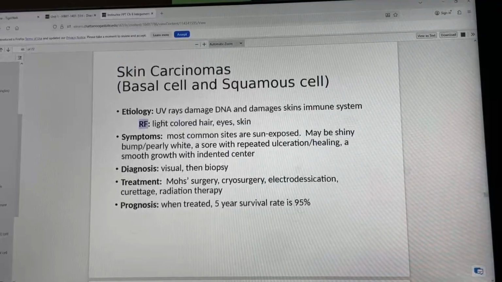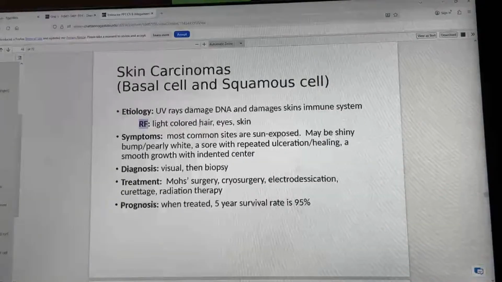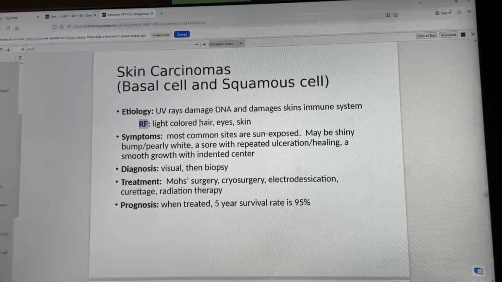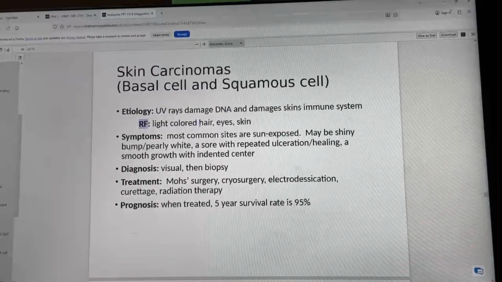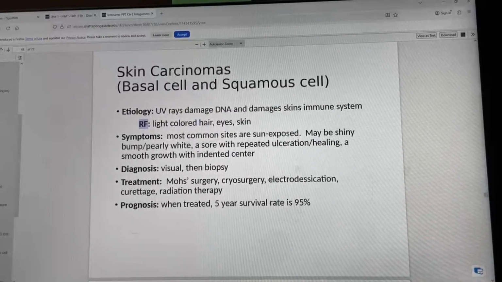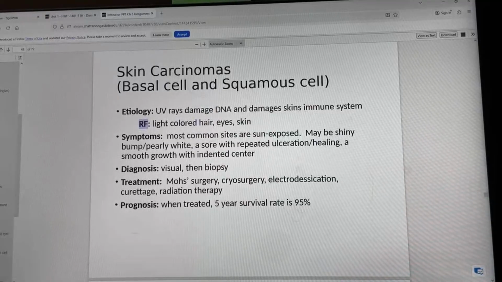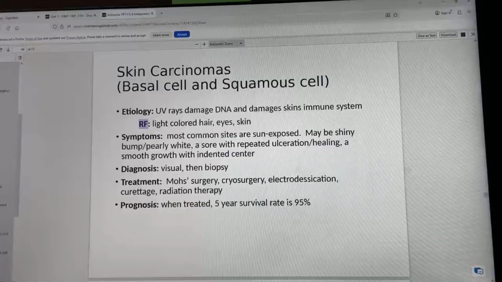Risk factors: people that have lighter colored hair, eyes and skin are obviously more at risk, right? When you have darker skin, the melanin protects you from the UV. Obviously, people that have darker skin can get skin cancer. It's just less likely, right? They have to have more exposure than someone with lighter skin because the melanin is protective, whereas people with lighter skin don't have that protection. Redheads tend to have very, very pale skin. They're going to be the most at risk for getting skin cancer, okay?